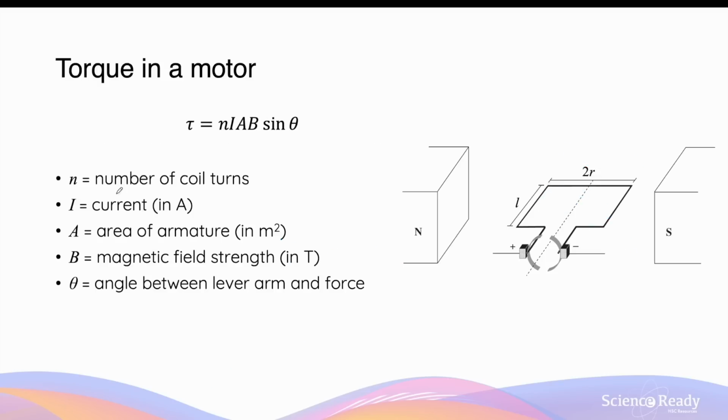So let's go through that again. Torque equals N, number of coil turns, times I, current in amperes, times A, area of the armature in meters squared, times B, which is again the magnetic field strength, again in Teslas, and angle theta here is the angle between the lever arm R and the force vector that causes the torque in the first place. This concludes the video on electromagnetism equations.